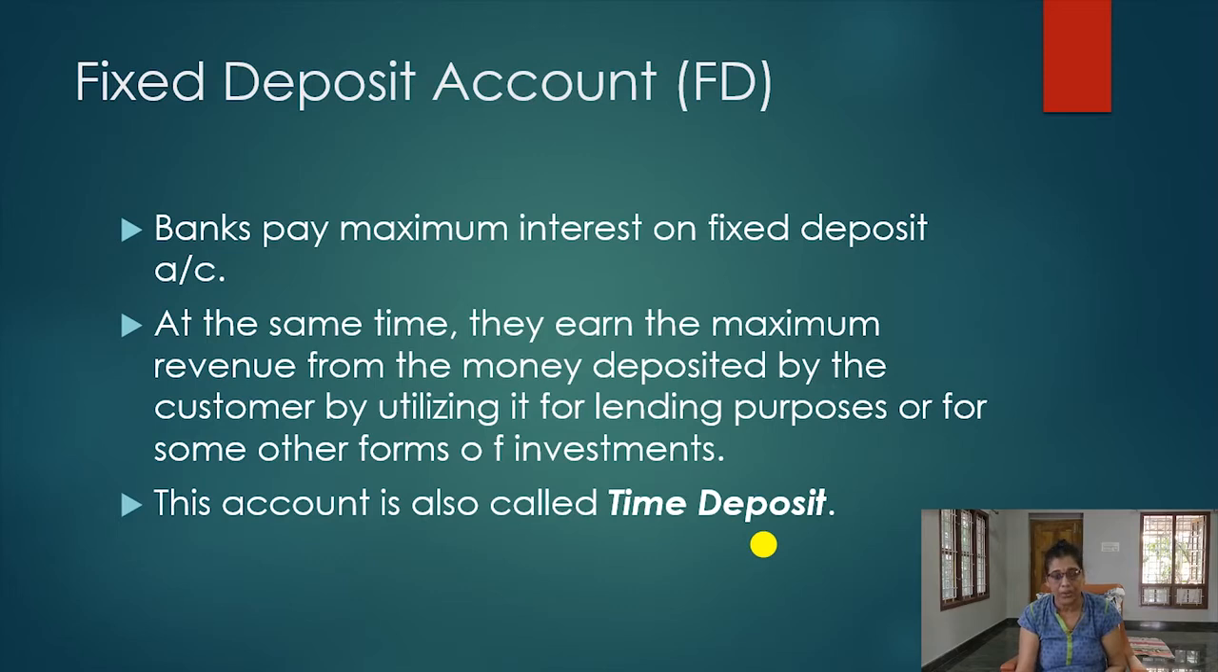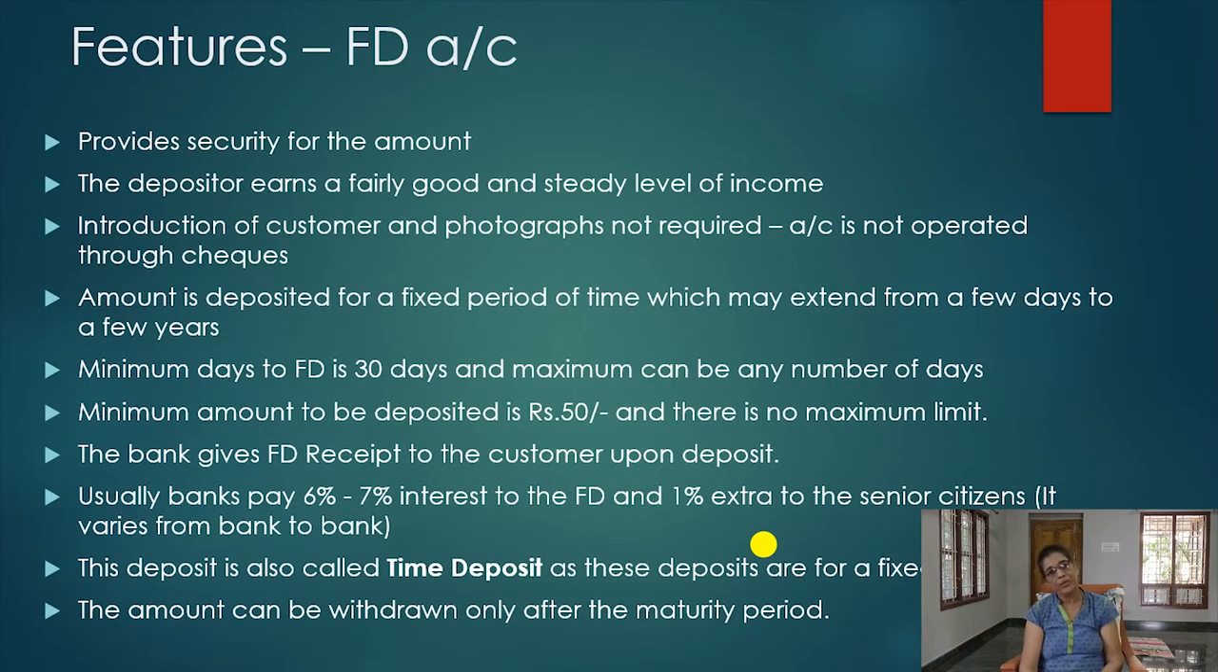This account is called a time deposit because we are keeping our money in the safe custody for a definite period of time. That is why it is called a time deposit. So let us see what are the features of the FD account or fixed deposit account. It provides security for the amount. How does the FD account provide security? So instead of keeping the money at home, we are keeping it in the bank. So the amount in the bank is secure. So that is how it provides security.